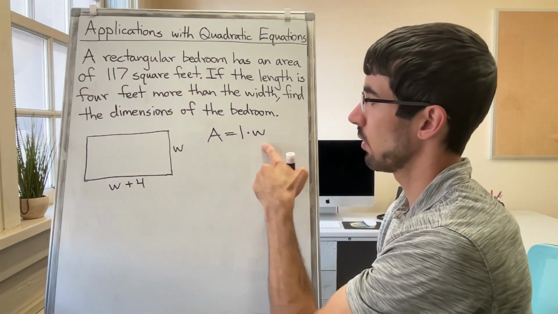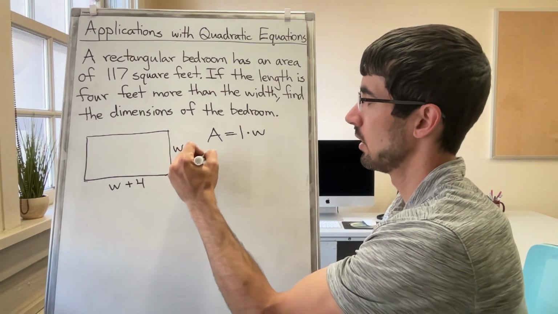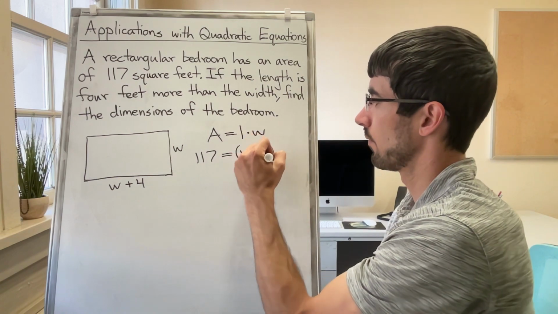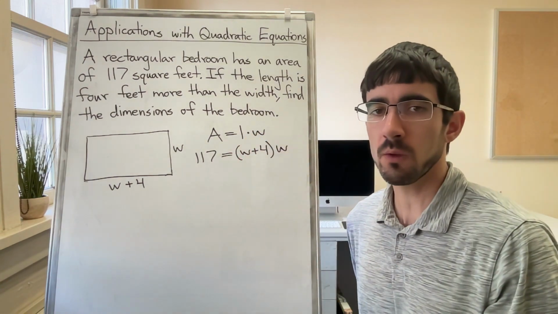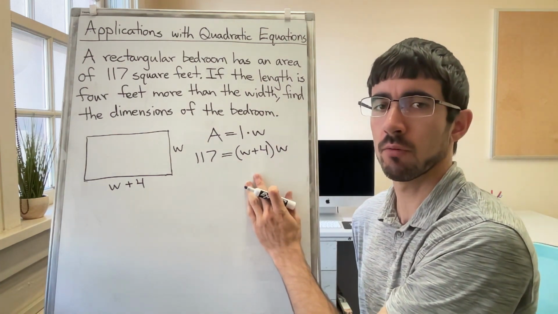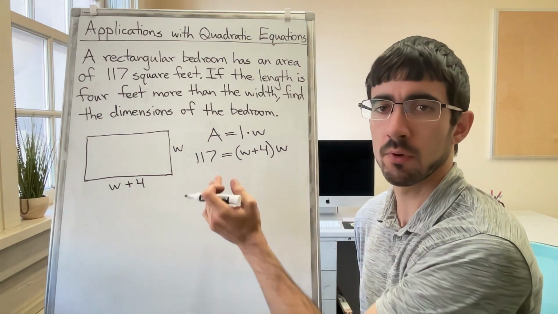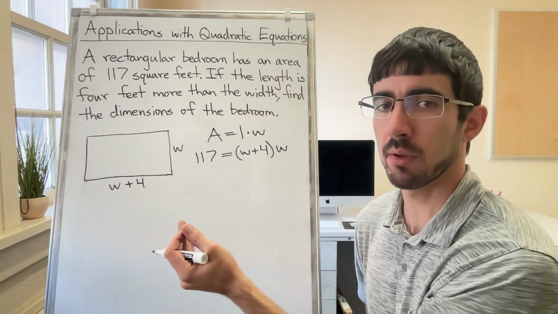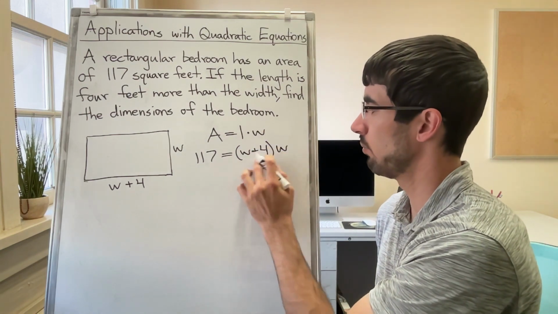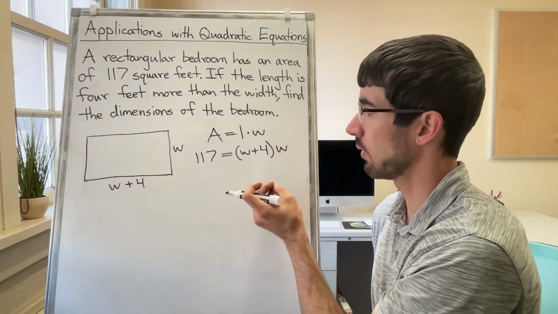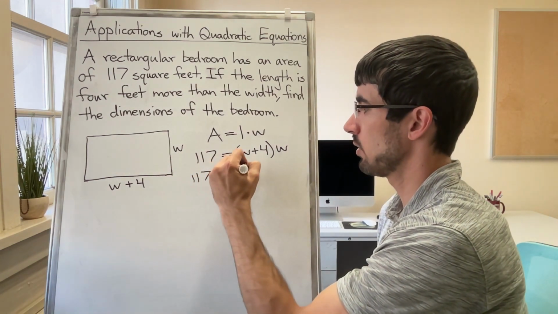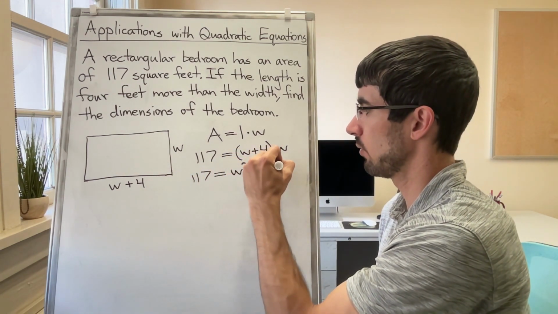So let me fill in what I know about this equation. 117 equals w plus 4 times w. All right, well, I have an equation here, and it even looks like it's in factored form, but it's not equal to 0. So we're not ready to solve this yet by applying the zero product property. I need to actually distribute this w to remove the parentheses and rearrange the terms of my equation. 117 equals w squared plus 4w.